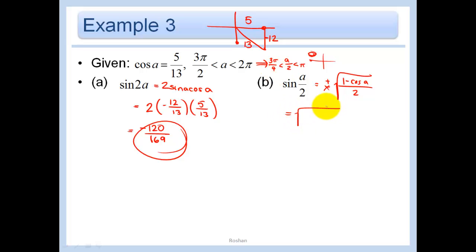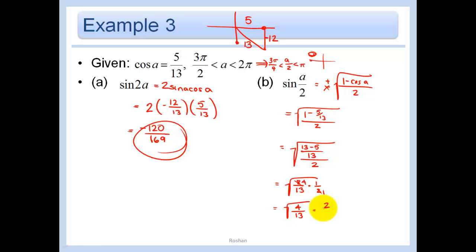And so we have 1 minus the cosine, which is 5 over 13. That was what they told us anyway. 5 over 13 all over 2. So let's get a common denominator on the top. That's 13. 1 can be rewritten as 13 over 13 over 2. Which is 13 minus 5, 8 over 13. Keep it, change it, flip it, and that can reduce to 4 over 13. And so we have root of 4 over 13. Root 4 is 2 over root 13, or 2 root 13 over 13.